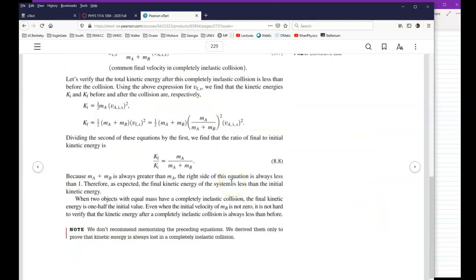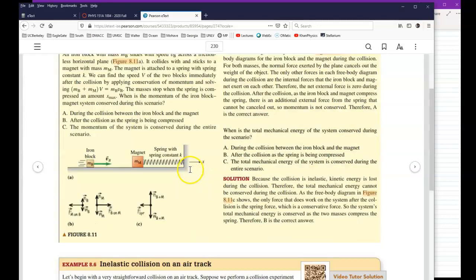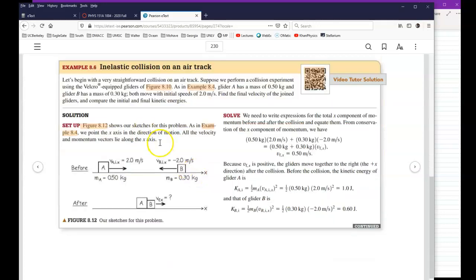All right, I'm trying to find that example of what I told you about. Here we go. Nope. There it is, right here. Okay, he says, let's begin with a very straightforward collision process. Suppose we perform a collision experiment using Velcro-equipped gliders, in example 8.4.